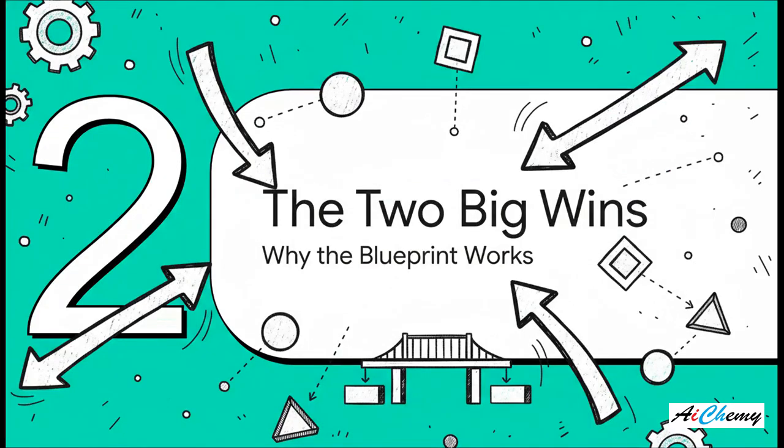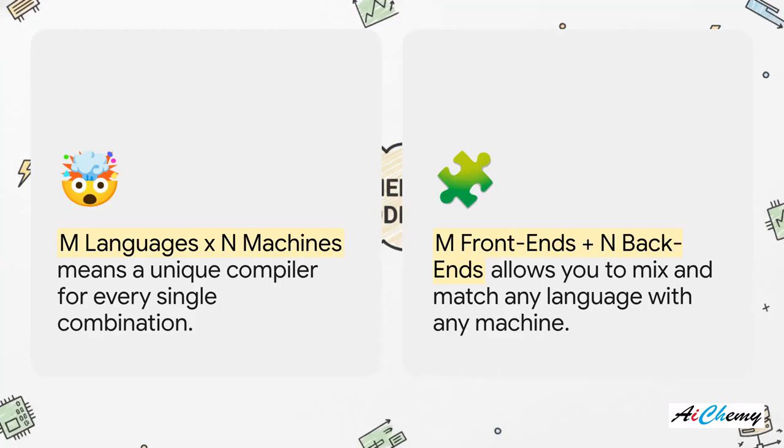Okay, so you might be thinking, why go to all this trouble? Why create this extra blueprint? Well, it's because this approach gives us two massive advantages. Seriously, these two wins are what make all of modern software possible. First big win, portability. Remember that impossible M times N problem we talked about? Well, the IR blueprint just completely solves it. Now, instead of building a unique compiler for every single pair, you just need to build M front ends, one for each language, and N back ends, one for each machine. Then you can mix and match. Got a new language you want to run everywhere? Just build one new front end. It's so much less work, it's not even funny.